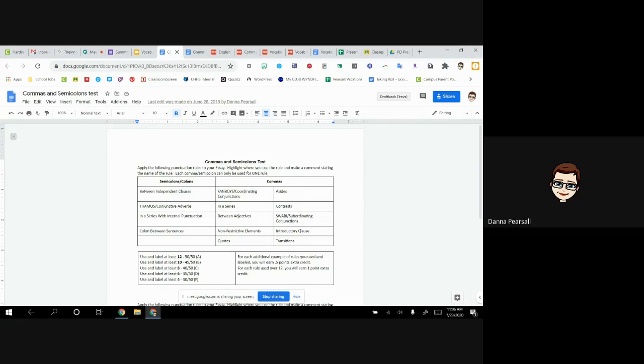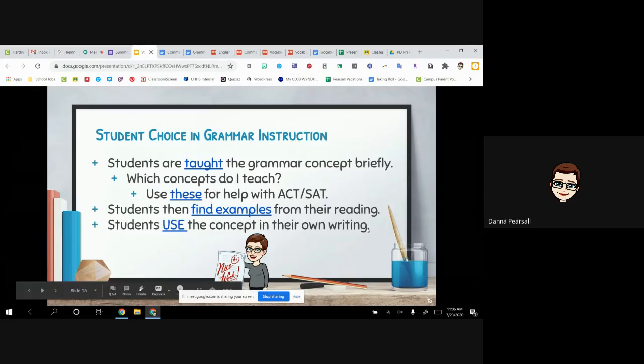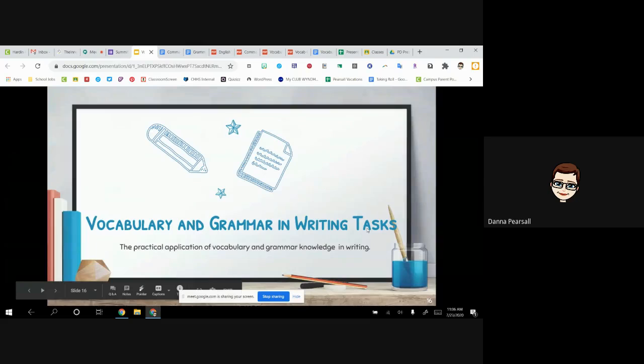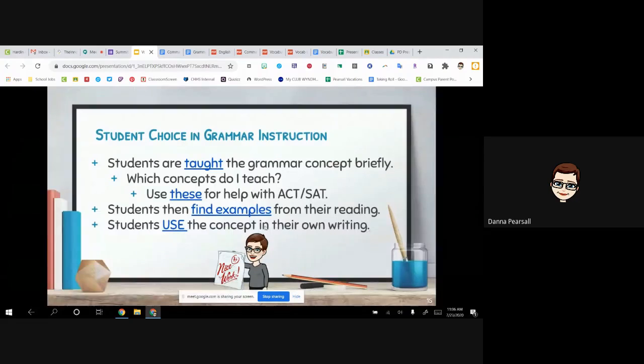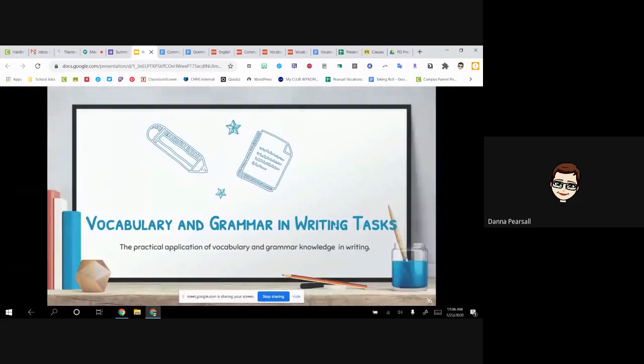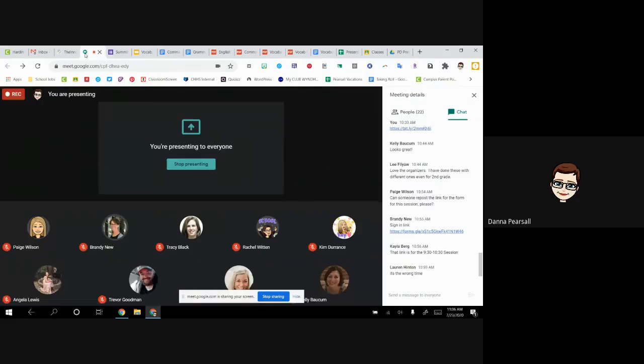Okay, so this is just one example. And then, let me see. Yeah, so that's just one way to do it. So here's a couple more ways that you can integrate this grammar and vocab.